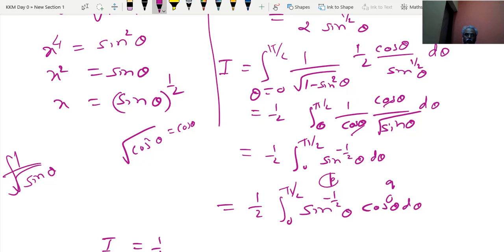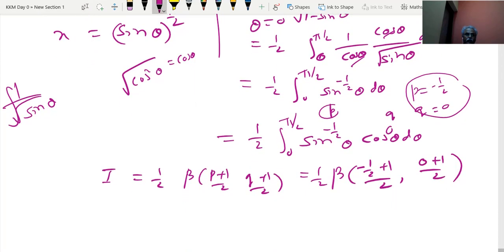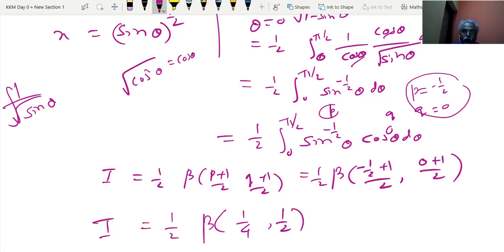So that our integration I is half of beta of p plus 1 by 2, q plus 1 by 2, so we have expressed it in terms of beta function also. Wherever p is there, put minus half; wherever q is there, put 0. Minus half plus 1 by 2, 0 plus 1 by 2. So now I equals half into beta of 1 by 4 and 1 by 2. But beta mn is gamma m gamma n divided by gamma m plus n.